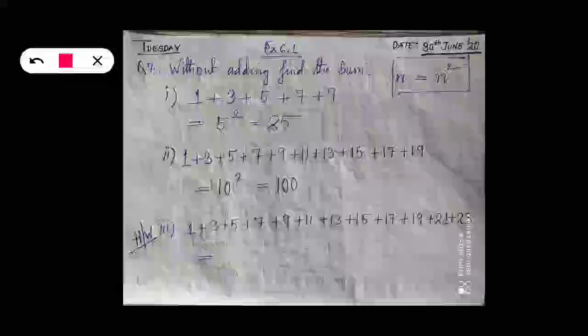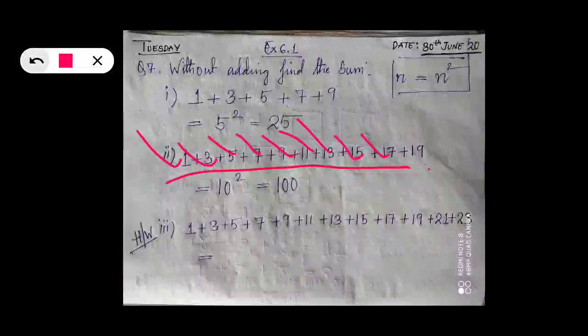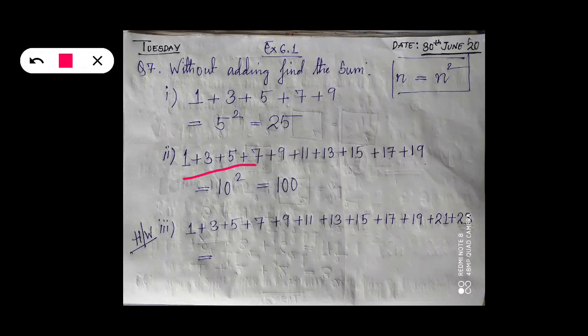Okay, let's see question number 2, Roman number 2. How many odd numbers are here? Count it: 1, 2, 3, 4, 5, 6, 7, 8, 9, 10. 10 odd numbers are here, but the other condition is that the numbers should be consecutive. You have to see whether any odd number is missing in between. After 1 comes 3, after 3 comes 5. So in this question no odd number is missing.